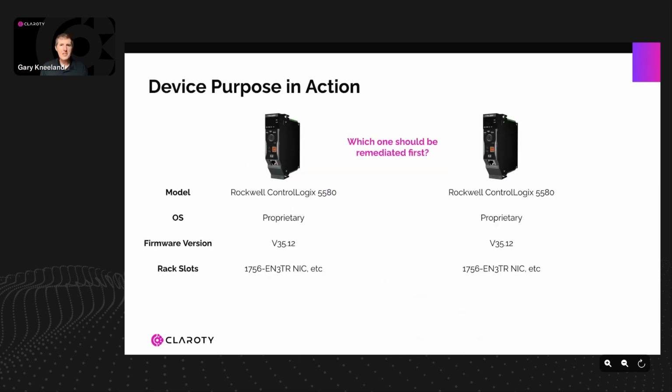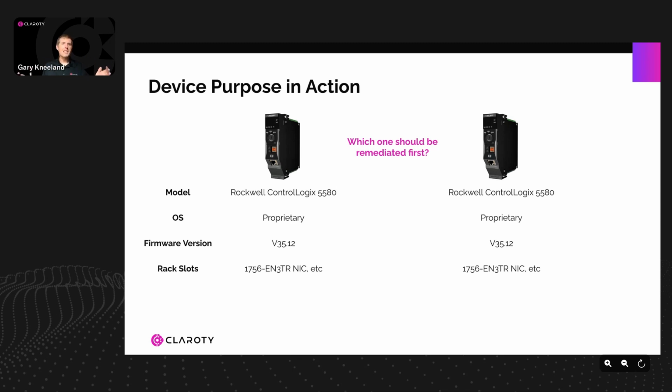So what does this look like in action? Again, I keep talking about random PLCs at IPs and MACs. Here's a really great example. This is a Rockwell ControlLogix 5580. It's running a specific firmware version of 35.12. It has these rack slots installed.